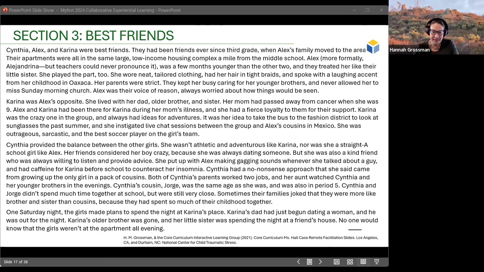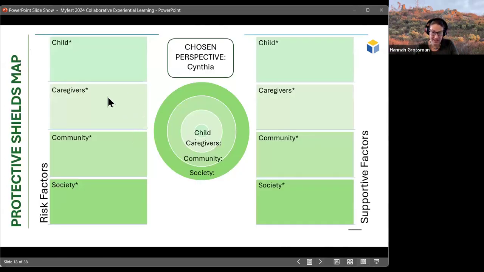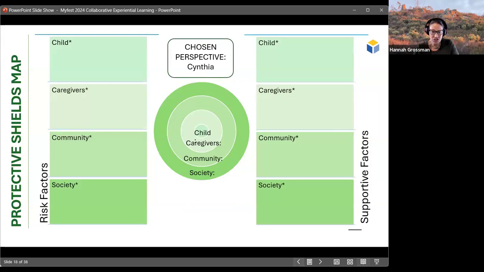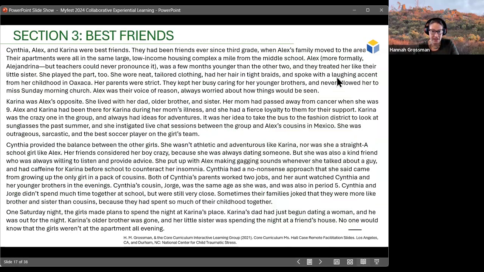So in this process, if we're thinking about the supportive factors for the child, if we were looking at Alex, that child, something that might be supportive is that her parents were very busy caring for her, and they cared about her a lot. They made sure she attended church, and they cared about her moral upbringing. That might be something we would mark down under supportive.